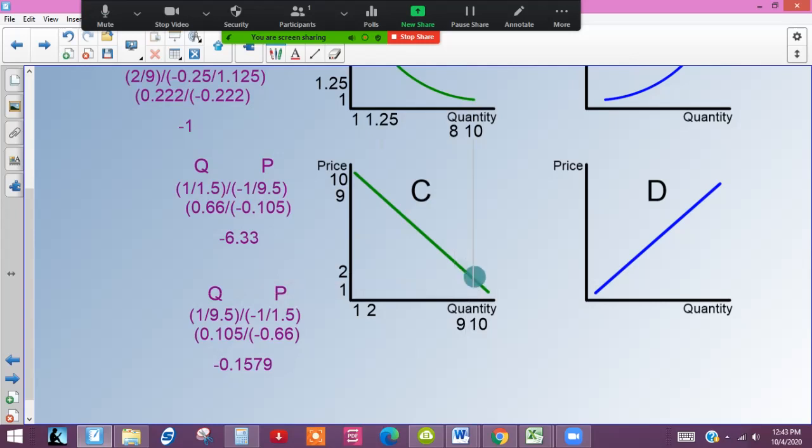Now, when we move to the other end of the demand curve down here, we're going from 2 to 1 in price and 9 up to 10 in quantity. So the quantity percent change is going to be 10 minus 9, which is 1, over the average, 9.5, divided by the percentage change in price, which is going to be 1 minus 2, because we're going from 2 to 1 in price, the -1 over the average, 1.5. So we just get the opposite. We get a 10.5% increase in quantity demanded and a 66% decrease in price.